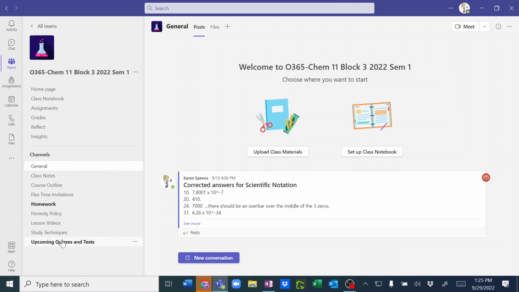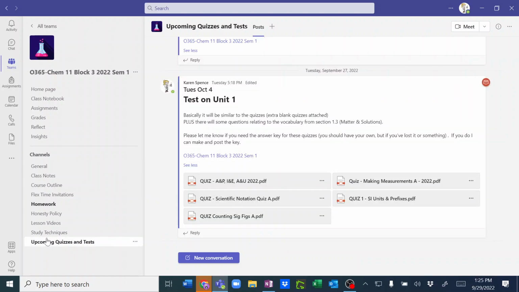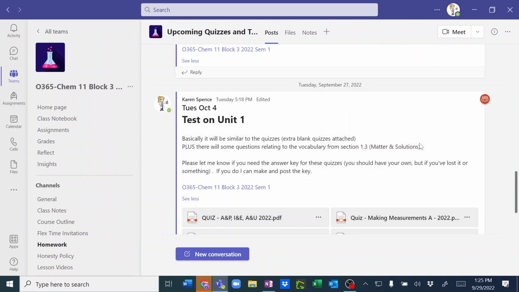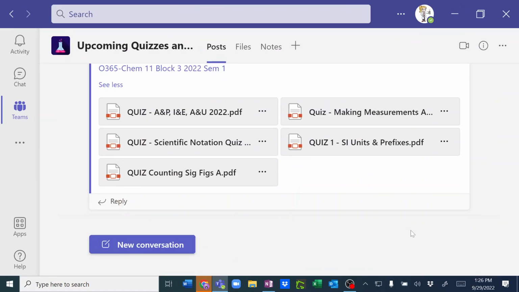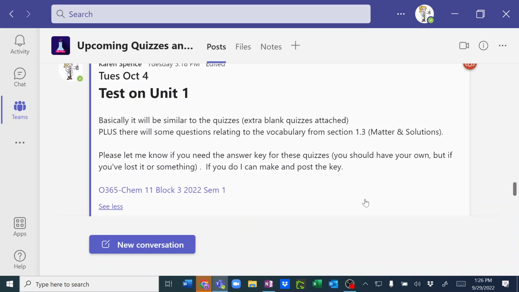Okay, so here we go. Where are your upcoming quizzes and tests? Here we are. We have our test on Unit 1 on Tuesday, October 4th. It will be similar to the quizzes. I have attached blank versions of all the version A quizzes, so you can redo them and practice. You have your own answer key because you have your quizzes back. If you have lost it, send me an email and I can give you a key.